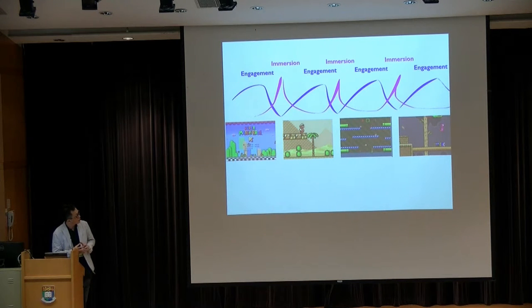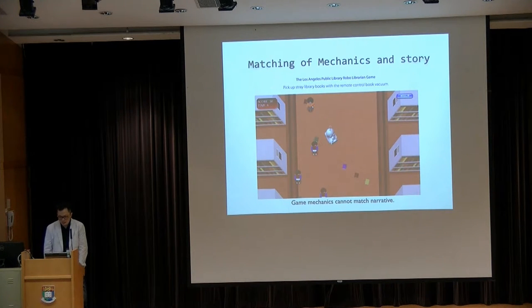For example, this is a Mario game. You can see when you are solving the mission, the engagement will rise up, and when you stop the mission, you will have some story, some description, and your emotion will rise up. So therefore, sometimes when players are engaged in a computer game, it's because they must experience the up and the down of engagement and immersion.